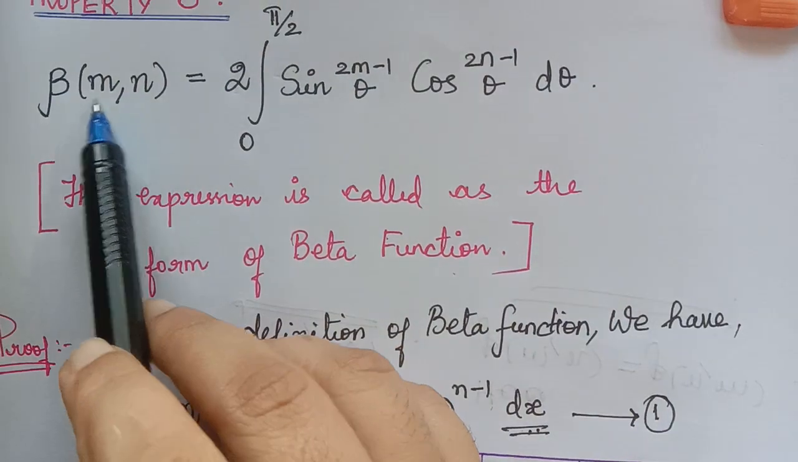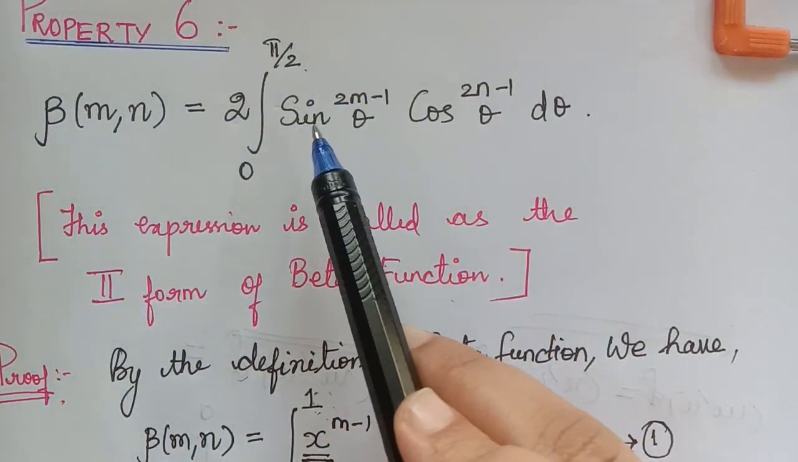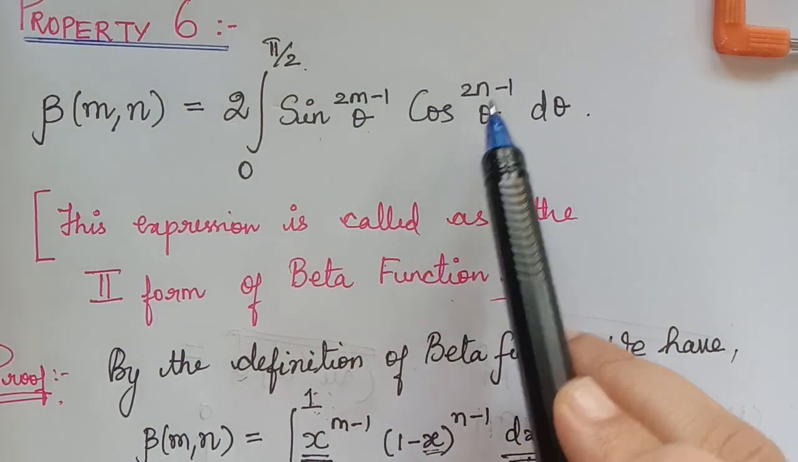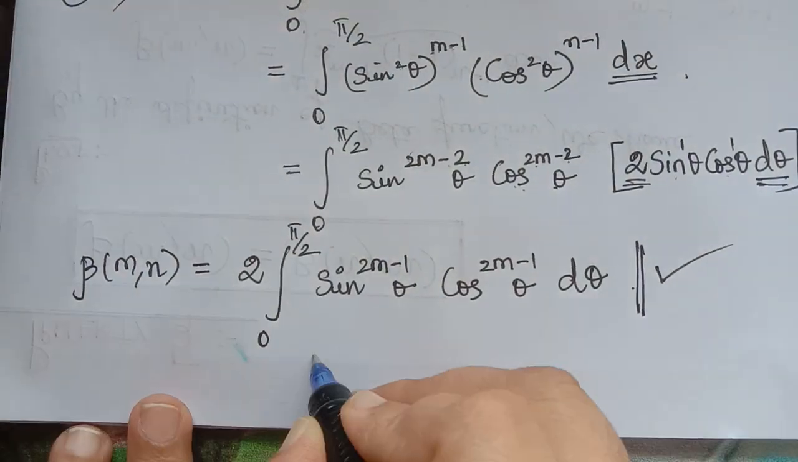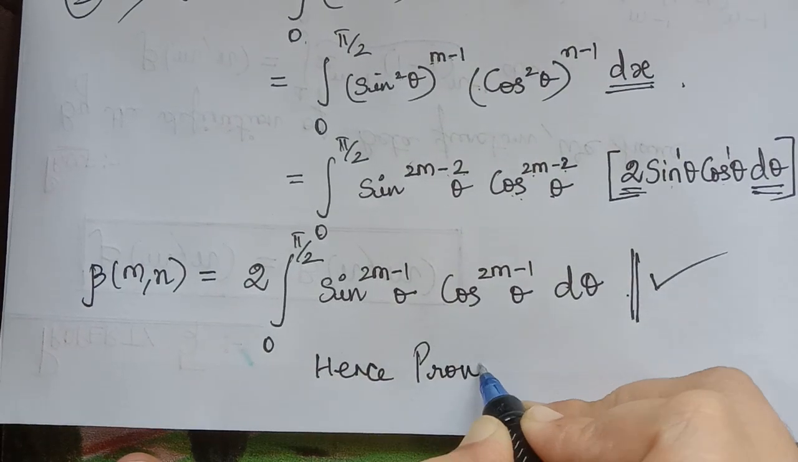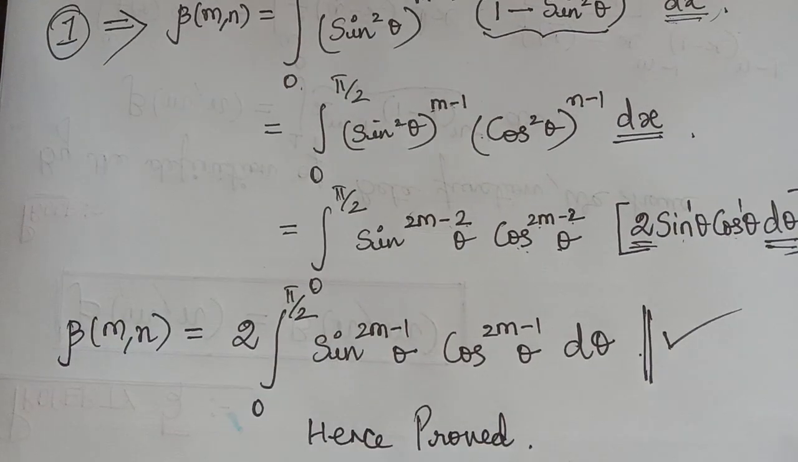The property was beta of m comma n is equal to twice integral 0 to pi by 2 sine to the power 2m minus 1 theta cos to the power 2n minus 1 theta d theta. So we have obtained the required second form of the beta function. Hence we have proved the required result. Hope you have understood this property. Thank you.